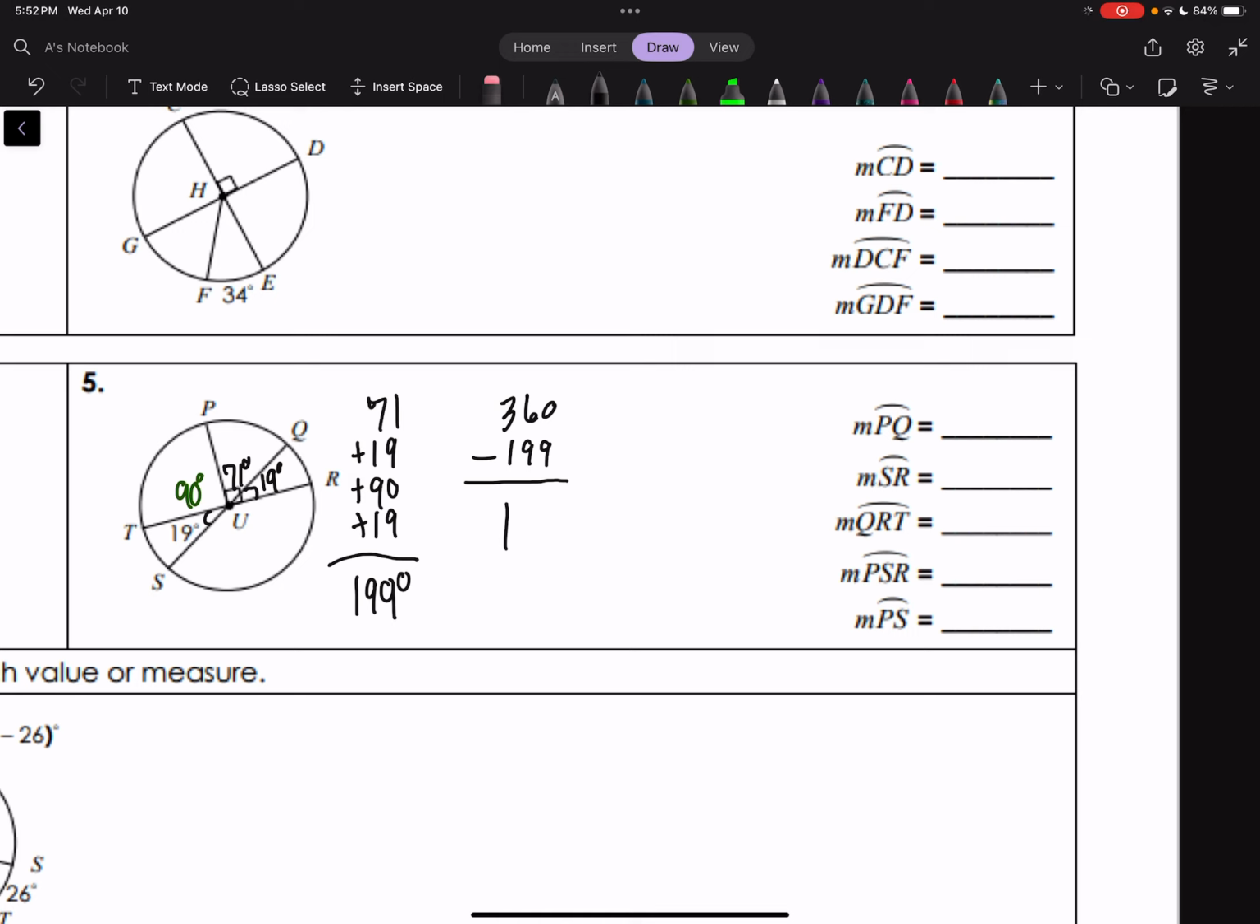One second, my brain just farted. That was right, 161. Okay, I'm going to give you just a second to look at this.